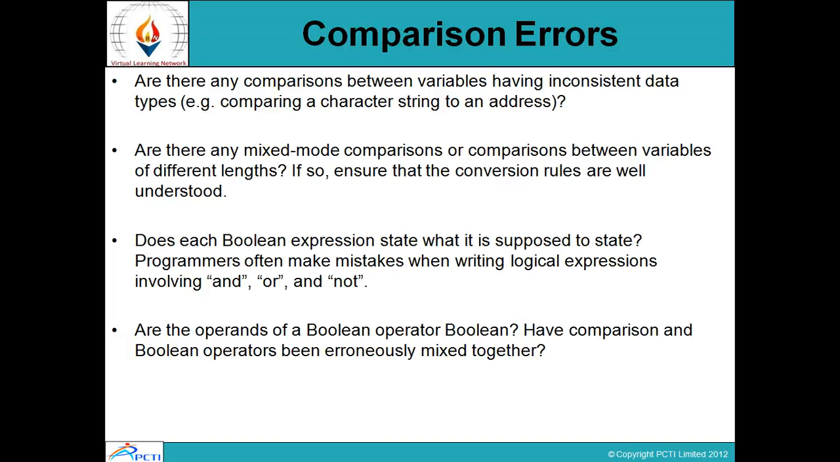Here, does each boolean expression state what it is supposed to state? Programmers often make mistakes when writing logical expressions, either and, or, not. These are the logical expressions involved in the boolean check condition. There are some comparisons included in this logic, and the operands of boolean operators, boolean and comparison operators, are surely mixed together. So the check we need to make here is whether the comparisons are made properly or not.